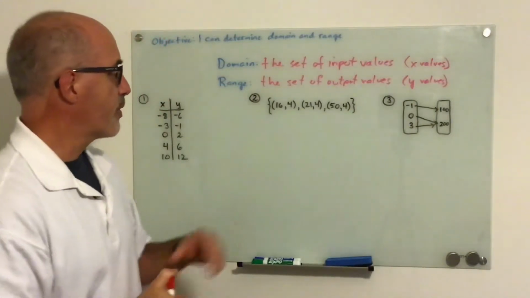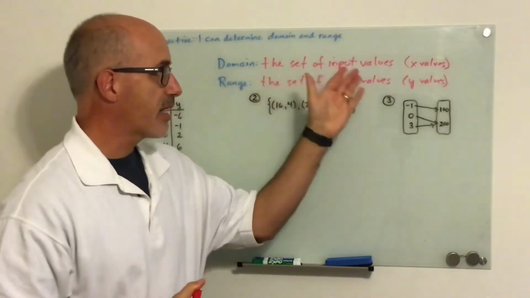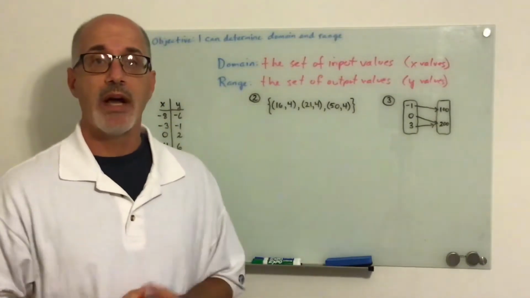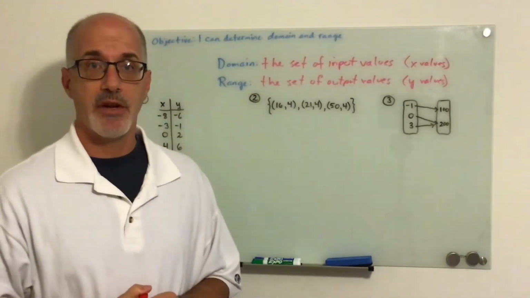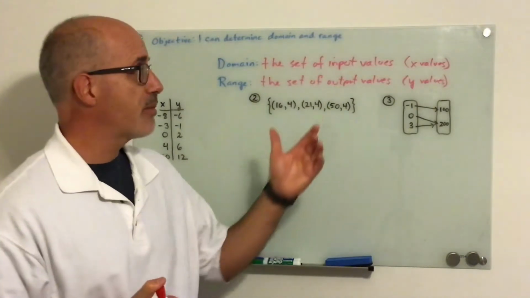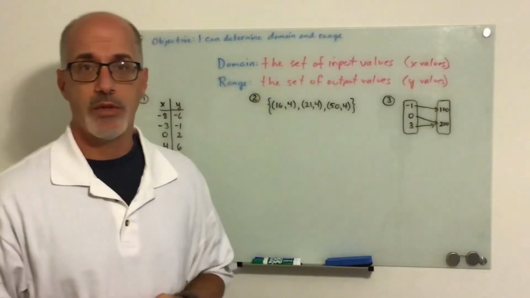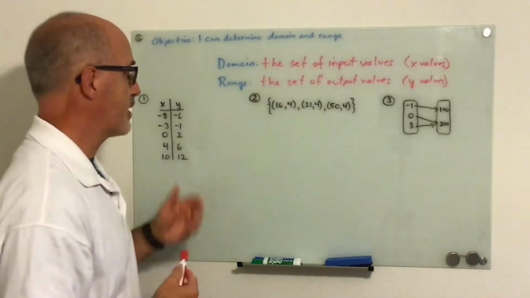But we also refer to the domain, the x values, oftentimes as the independent variable, and the y values as the dependent variable. Another term we sometimes will use is abscissa with the x and ordinate with the y. Now let's look at these examples here.